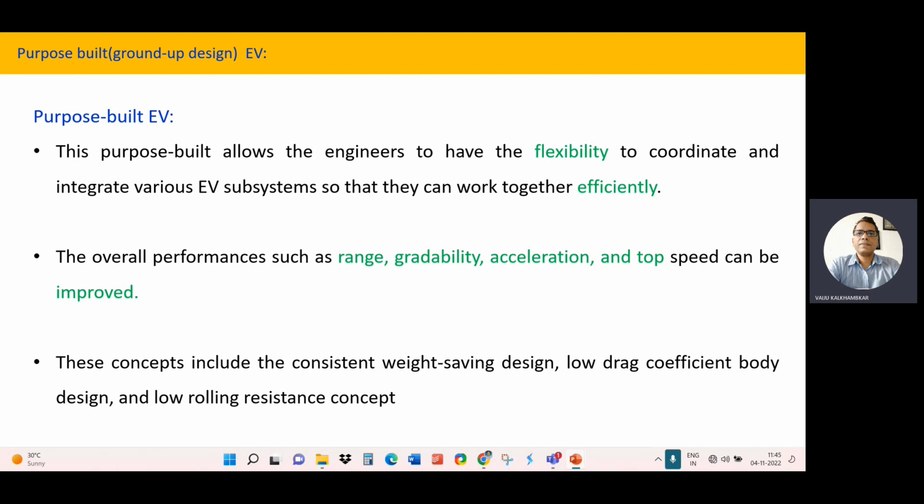But there are two options as discussed. We can either convert the existing ICE vehicle into an electric vehicle, or we can build a new vehicle altogether, which is the purpose-built vehicle.